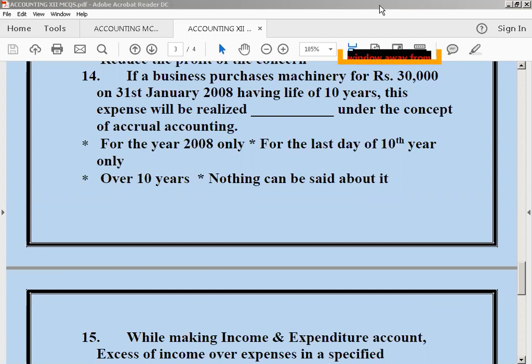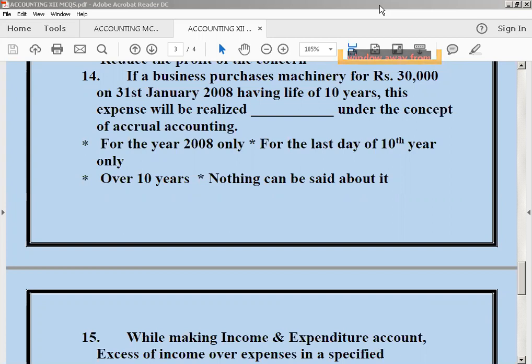So students, make sure the date of the asset is given, the cost of the asset is given, the life of the asset is given. Three things I have discussed with you right now: the date of the purchase, the cost of the fixed assets, and the life. This expense will be realized dash under the concept of accrual accounting. Okay, you must know what accrual means. Accrued, accrual. For the year 2008 only, for the last day of the 10th year only, over 10 years, nothing can be said about it.